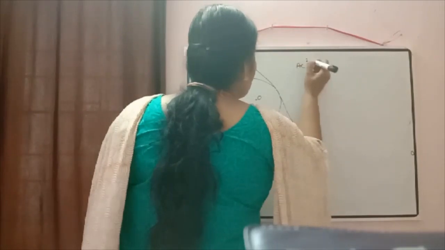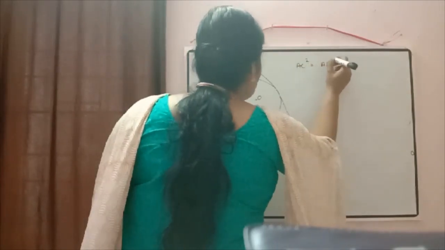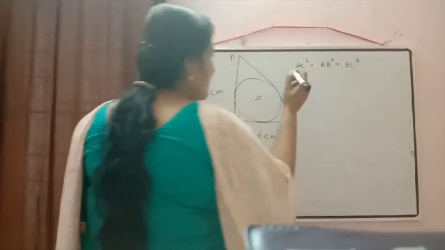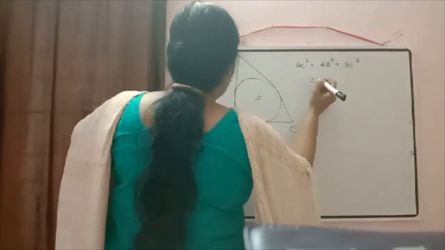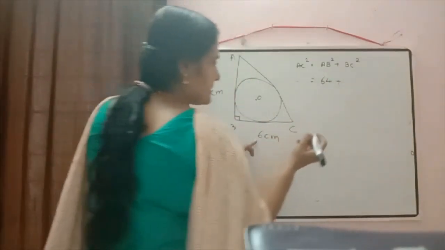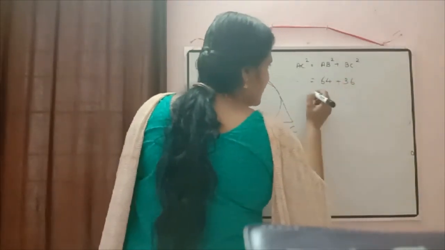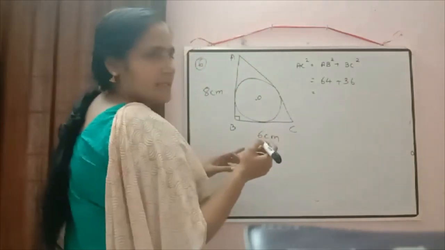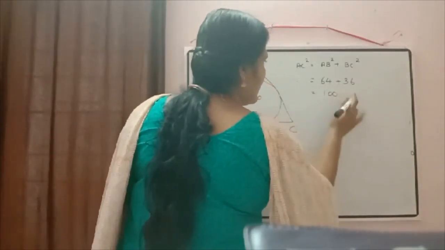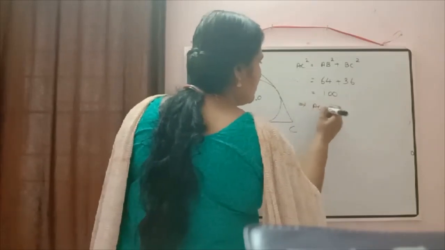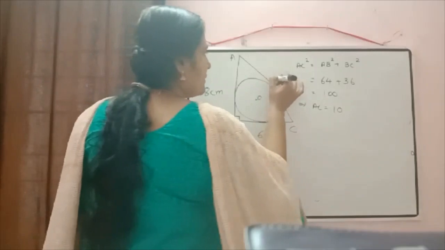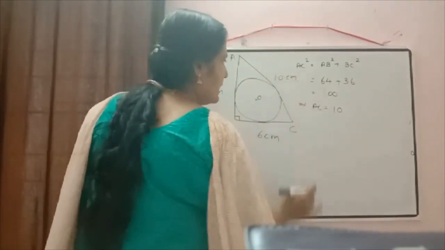Then we will get here AC square is equal to AB square plus BC square. What is AB here? 8. So it will be equal to 8 square, that is 64, plus 6 square, that is 36. 64 plus 36, I think that will be equal to 100. So we are getting here AC square is equal to 100. Then AC will be equal to 10. So we got here AC is equal to 10 centimeter.